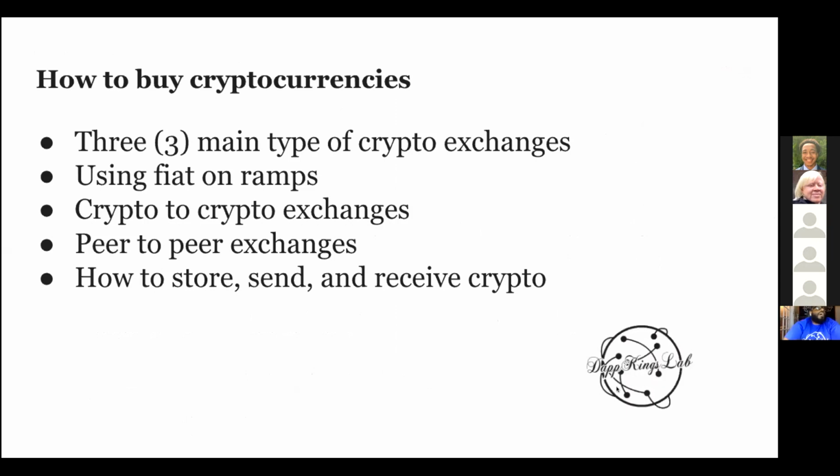All right, so how to buy cryptocurrency. There are 3 main types of crypto exchanges. We talked about one, which is using fiat on ramps. Some examples of that are Coinbase, Kraken, and Gemini, where basically these are US exchanges that are connected to your bank that allows you to bring your US dollars into the crypto ecosystem. The other is the offshores, which is crypto to crypto.